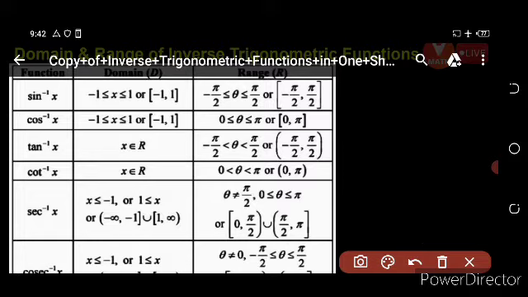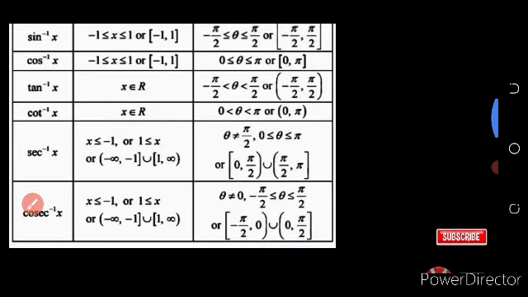Similarly, for cot inverse x, the domain is x belongs to R, all real numbers, and the range is 0 to pi, open brackets. Similarly, for sec inverse x, the domain is minus infinity to minus 1 union 1 to infinity. The range is 0 closed, pi by 2 open, union pi by 2 open, pi closed.